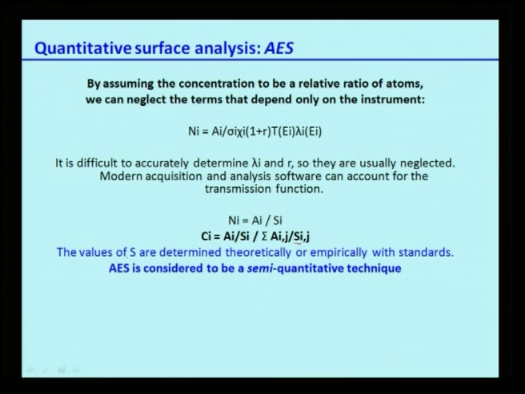By assuming the concentration to be the relative ratio of atoms, we can neglect the terms that depend on the instruments. So we get this, AI, sigma I. I think there is no need of discussing this, we have already discussed it, but this is a different scheme. The important thing is you have to understand it's a semi-quantitative technique, it's not a quantitative technique per se like XPS.